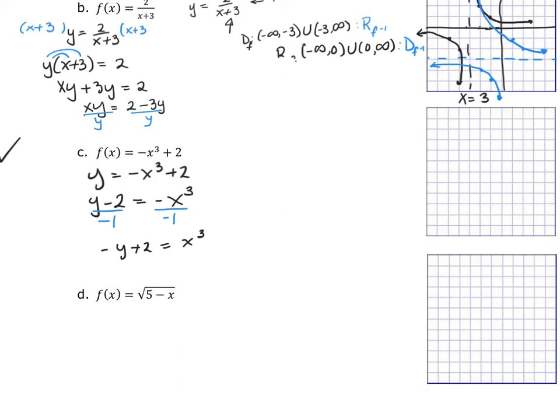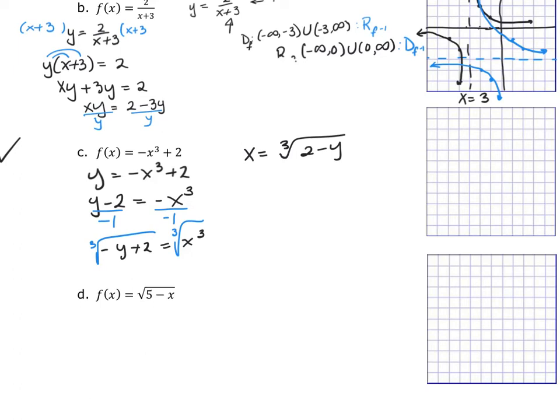Now when you do the cube root here, so the cube root and the cube root, you don't have to put the plus and minus on it. And so we're going to get x is equal to the cube root of, and I'm just going to write it as 2 minus y.